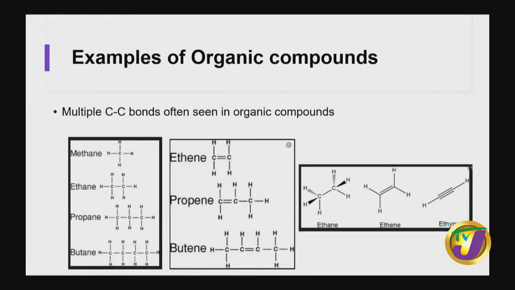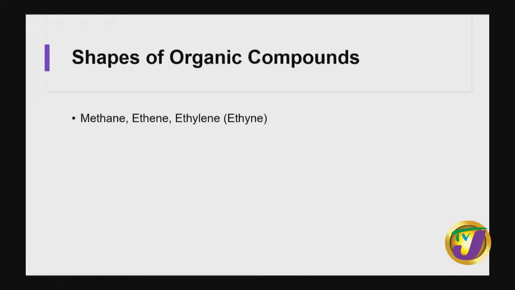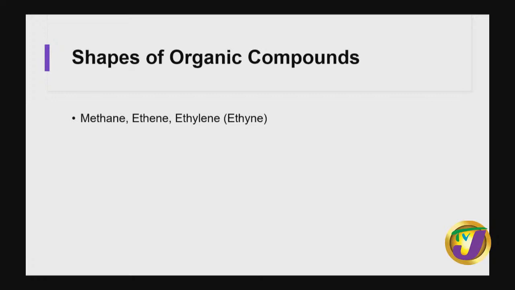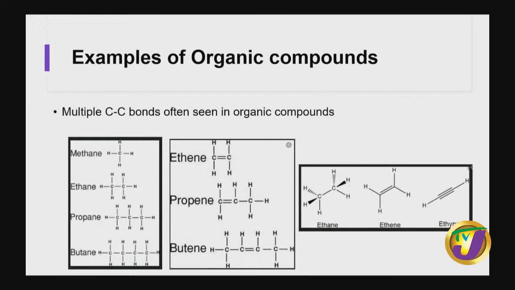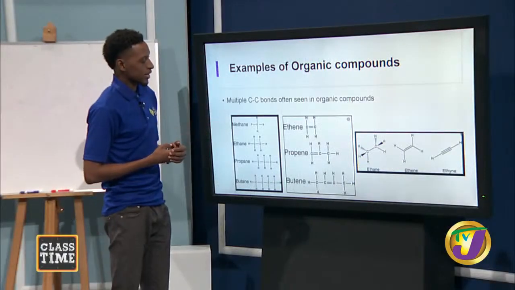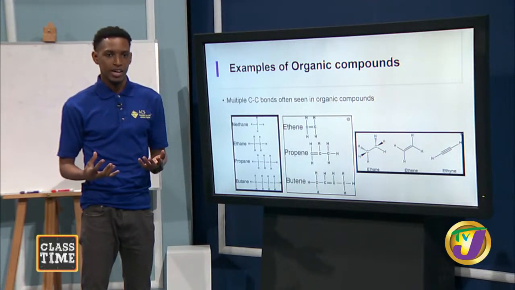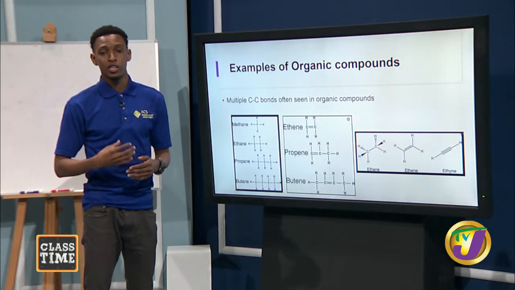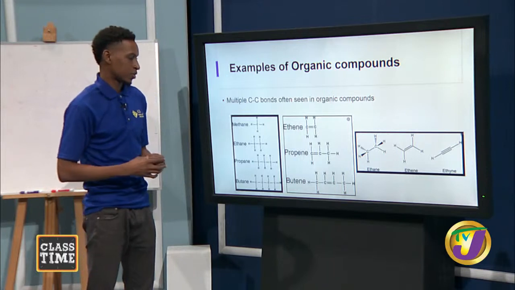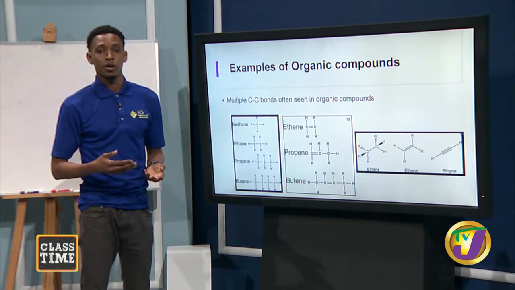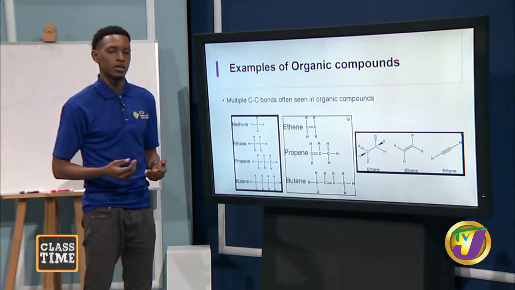I'll get into the shapes of these alkanes soon. Now, you have methane. Sorry about that. So, you have methane, ethane, propane, and butane. Ethane is a 2-carbon alkane, propane is a 3-carbon alkane, butane is a 4-carbon alkane. Now, ethene is a 2-carbon alkene. So when you have organic compounds that contain double bonds, they're no longer called alkanes, they're called alkenes, right? So a 2-carbon alkene, which is the simplest alkene, is called ethene. The 3-carbon alkene is called propene, and the 4-carbon alkene is called butene.